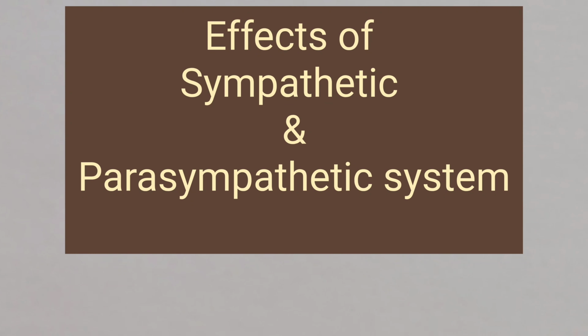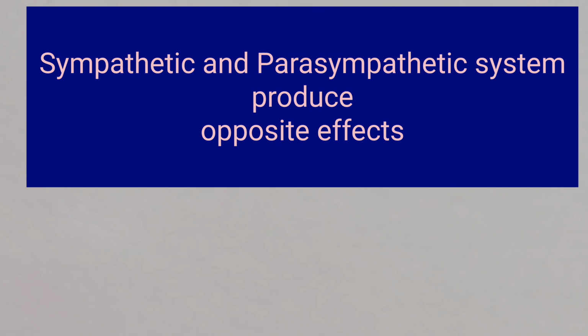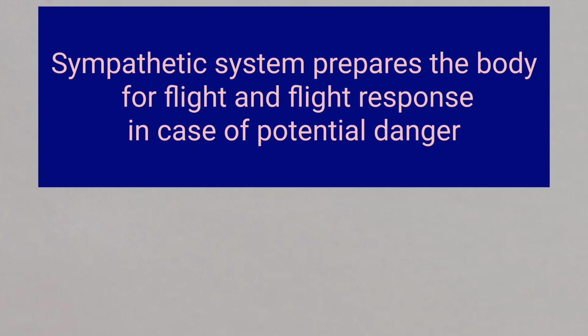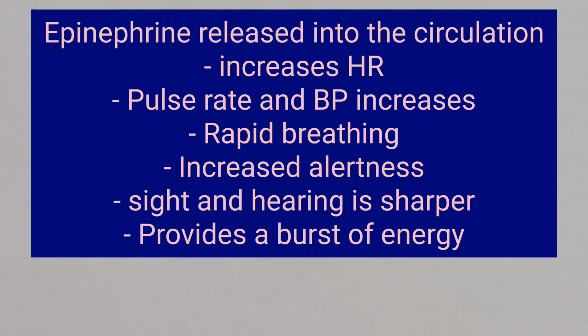Next are the effects of the sympathetic and parasympathetic nervous system. The two divisions of the autonomic nervous system, that is sympathetic and parasympathetic, produce opposite effects. The sympathetic system prepares the body for a fight or flight response in case of a potential danger. Signals are sent through the nerves to the adrenal gland, which pumps the hormone epinephrine into the bloodstream. Epinephrine causes the heart to beat faster, pushing the blood to the muscles, heart and other vital organs. Pulse rate and blood pressure go up.